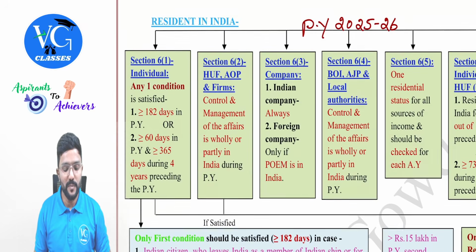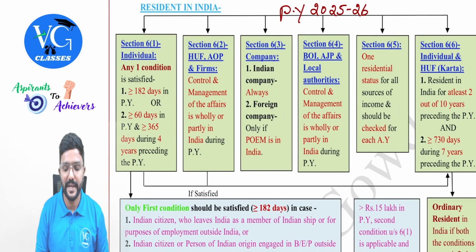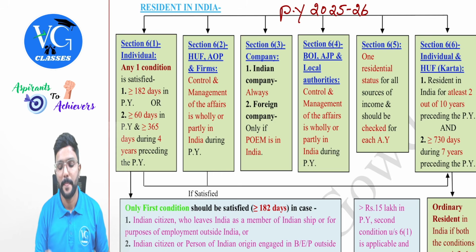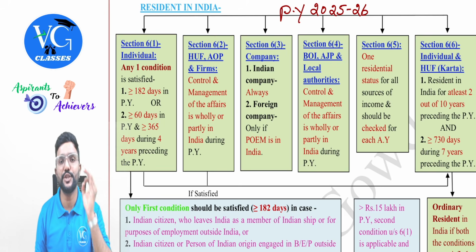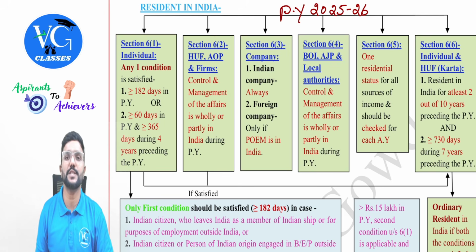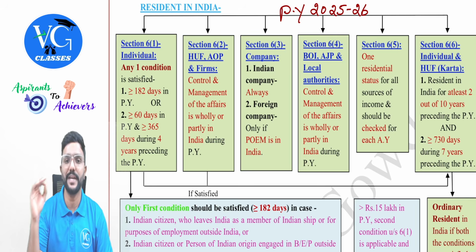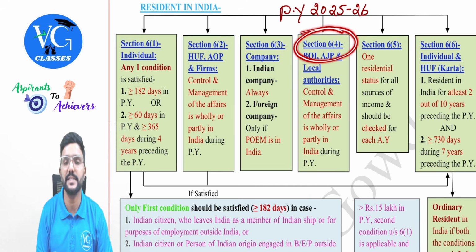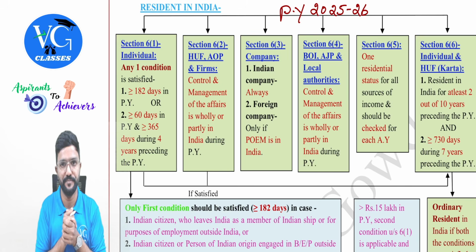Okay, guys. So this is all about the residential status of individual. Now let us focus on the other category of persons. Now, the residential status of HUF, AOP and partnership firms is given in section 6.2, whereas the residential status of body of individual, artificial juridical person and local authorities is given in section 6.4. But I will cover both of them together because the criteria is same.